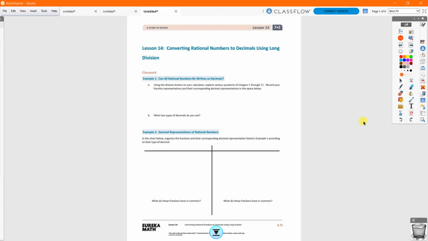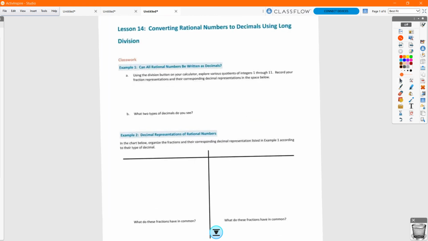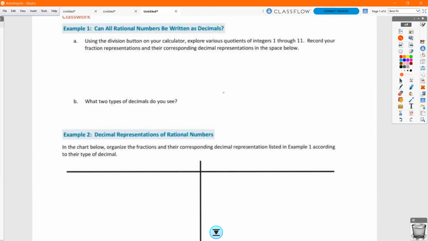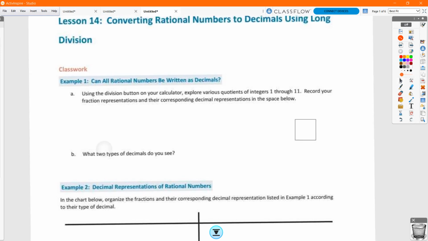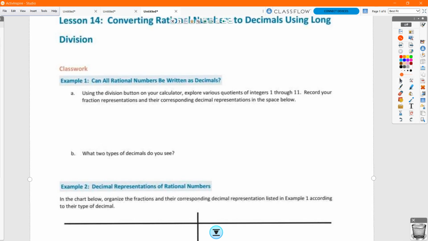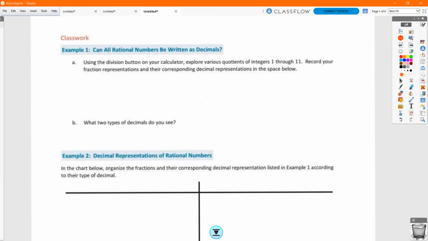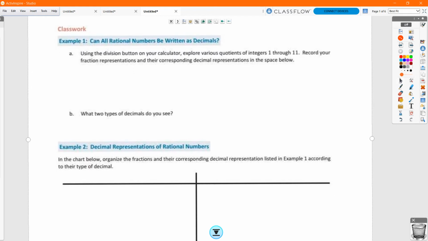All right, so we are going to start with lesson 14, converting rational numbers to decimals using long division. Example number 1 says, using the division button on your calculator, explore various quotients of integers 1 through 11. Record your fraction representations and their corresponding decimal representations in the space below.